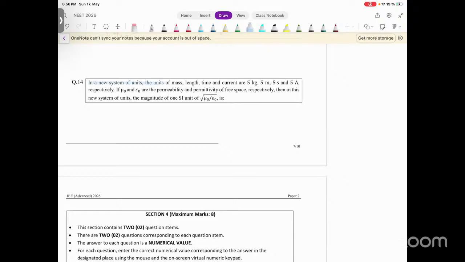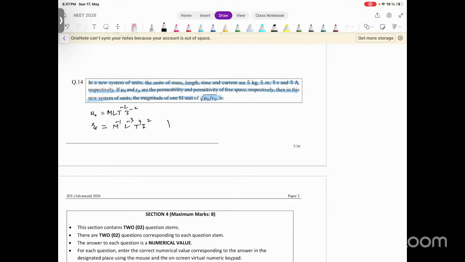In a system of units, the units of mass, length, time, and current are 5 kg, 5 meter, 5 second, 5 ampere respectively. If mu naught, epsilon naught are permittivity of free space, then in the new system, the magnitude of SI is. Again, this is from units and dimension, a direct question, beta. Given quantity is right now root of mu naught divided by epsilon naught. Dimensions of mu naught, you already know it. It is M L T power minus 2 I power minus 2. And epsilon naught is equal to M power minus 1, L power minus 3, T power 4, I power 2.